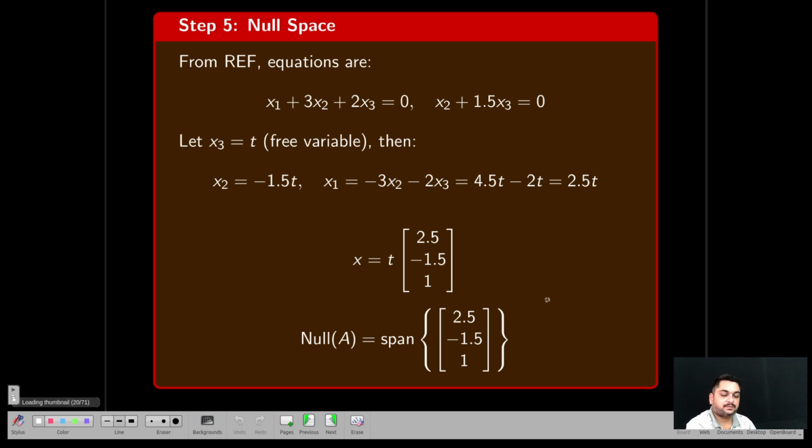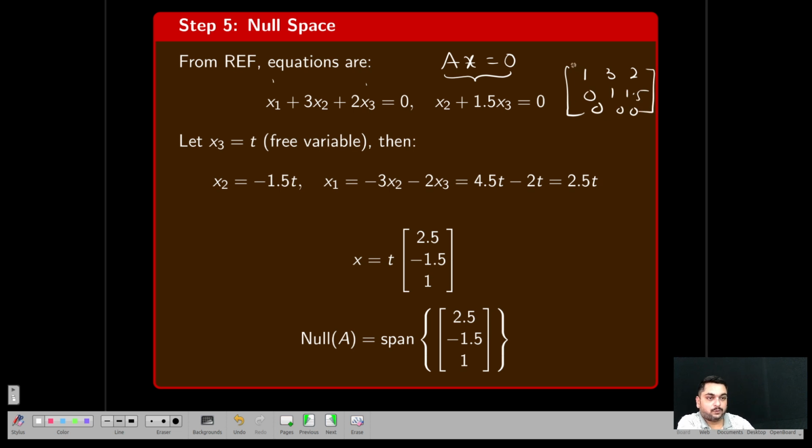Okay. Next, what is the null space? The null space is the solution of the matrix in row echelon form times x equal to 0. This will help us solve the system of linear equations. Now, what does AX mean? For the given matrix, you take three variables because it's a 3 cross 3 matrix, x1, x2 and x3, and equate it to 0. So my row echelon form matrix was 1, 3, 2, 0, 1, 1.5, 0, 0, 0.